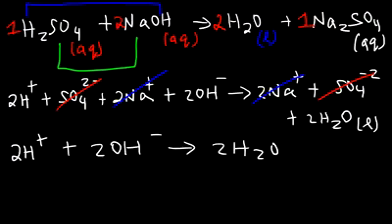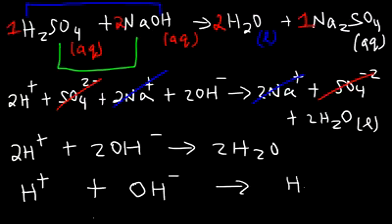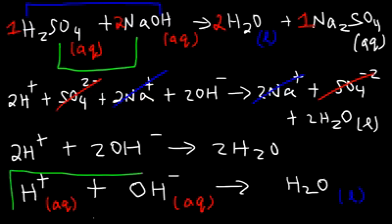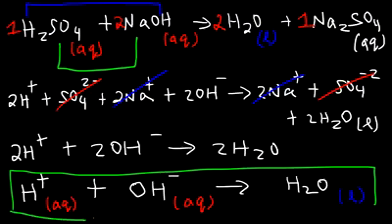Now notice that we could divide everything by 2. We can reduce the coefficients, and if you can, you should. So the balanced net ionic equation is going to be H+ plus OH- produces 1 water molecule. So H+ is in the aqueous phase, hydroxide is in the aqueous phase, and water is in the liquid phase. So this is our balanced net ionic equation.